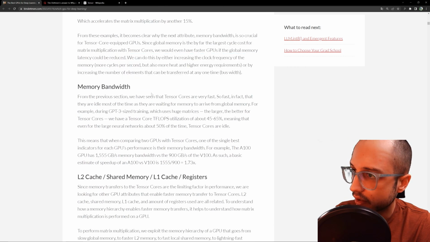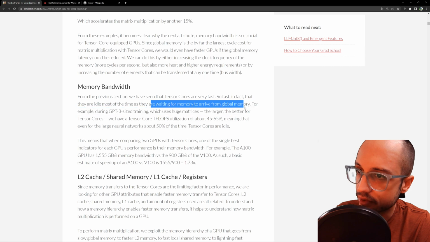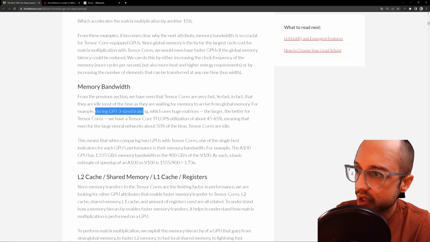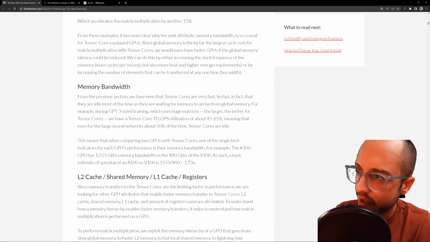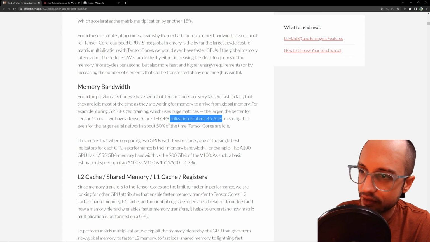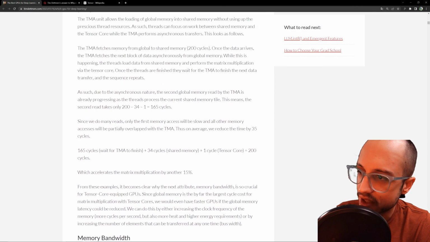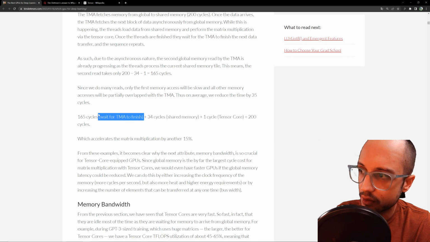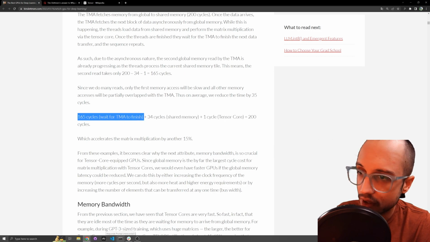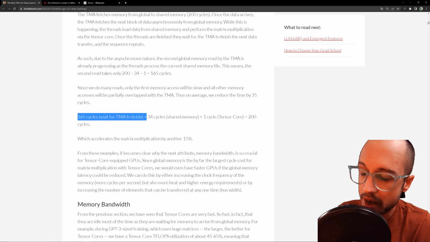Memory bandwidth. Okay. Seen that tensor cores are very fast, so fast in fact that they are idle most of the time as they are waiting for memory to arrive from memory. During GPT-3 size training, which uses huge matrices, the larger the better for tensor cores. So when they were training GPT-3, the utilization of those cores was at 50%, basically, right? Which means that the tensor cores are only working when they're doing this part of the cycle, right? So they're only working in these 35 cycles here. But for 165 cycles, they're just sitting there waiting for the memory to get there.